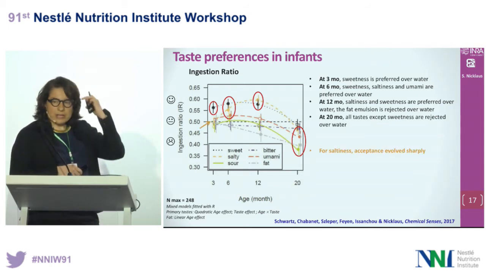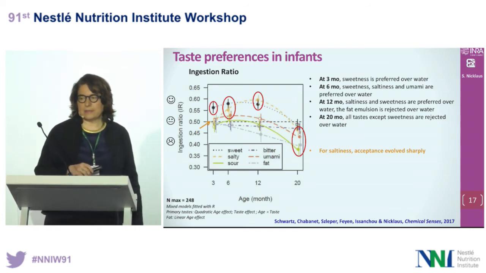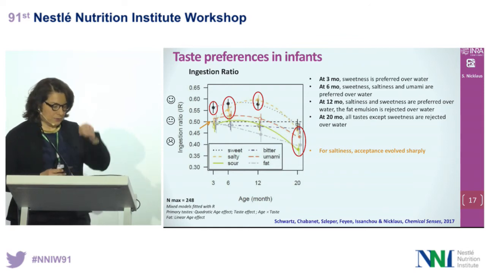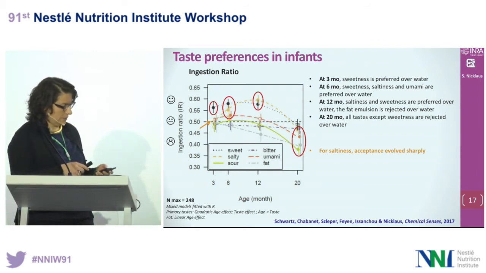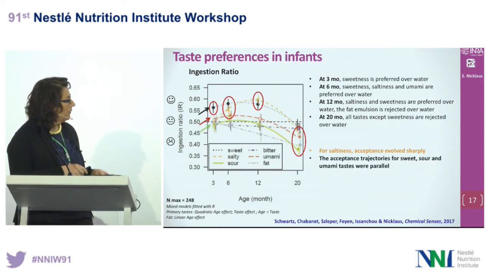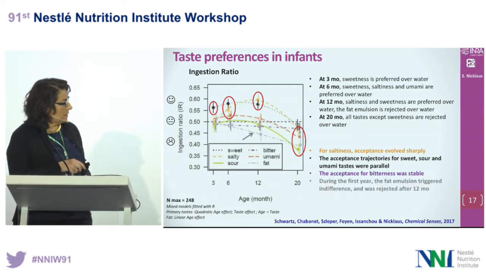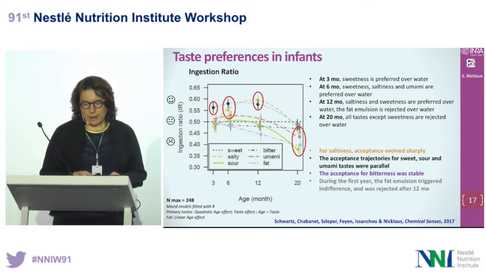When we look at developmental trajectories in taste acceptance, the orange line here is for saltiness, and you can see that acceptance evolves sharply during this period, and that's really the taste for which acceptance has the strongest developmental evolution, with a very strong increase in acceptance of the salty taste between 3 and 6 months. For sweet taste, sour taste, and umami taste, the acceptance trajectories were parallel. The acceptance of bitter taste was relatively stable over time, and during the first 2 years, the fat emulsion triggered indifference, and then it was rejected after 12 months. So no preference for the fatty taste at birth.